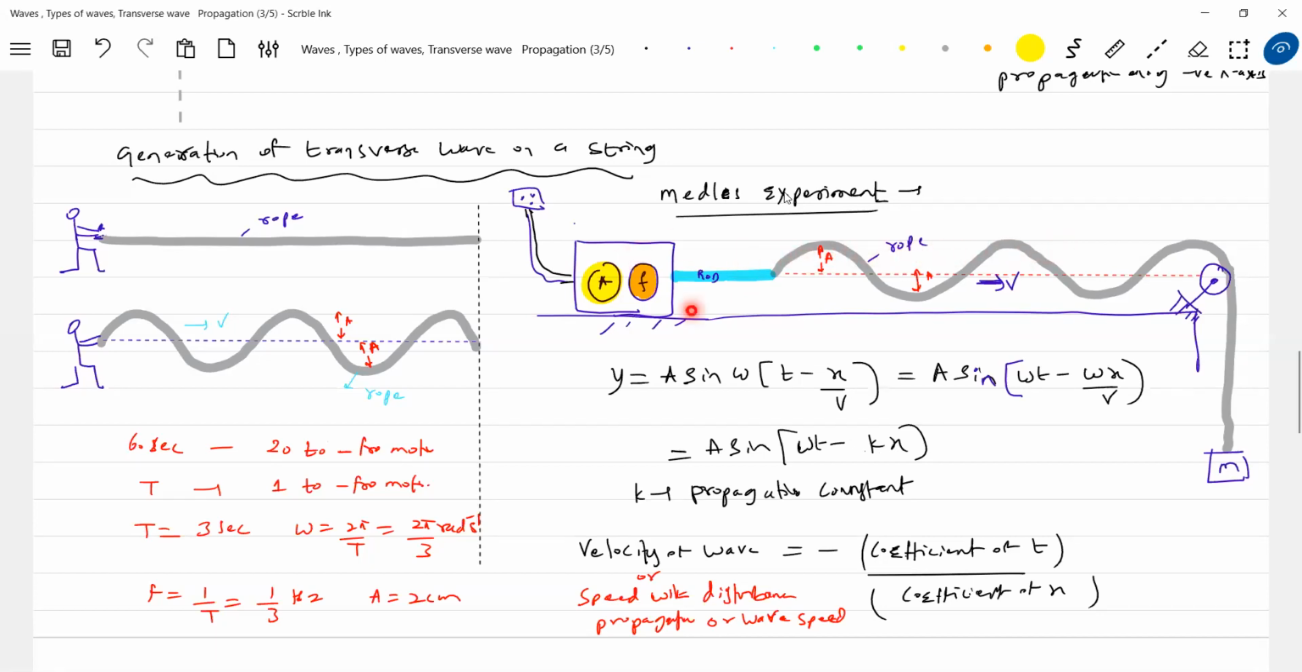So what actually this instrument will do is convert electrical energy into mechanical energy. And that mechanical energy will flow on a rope. And that's what we call wave energy. So there is a flow of energy on a rope.